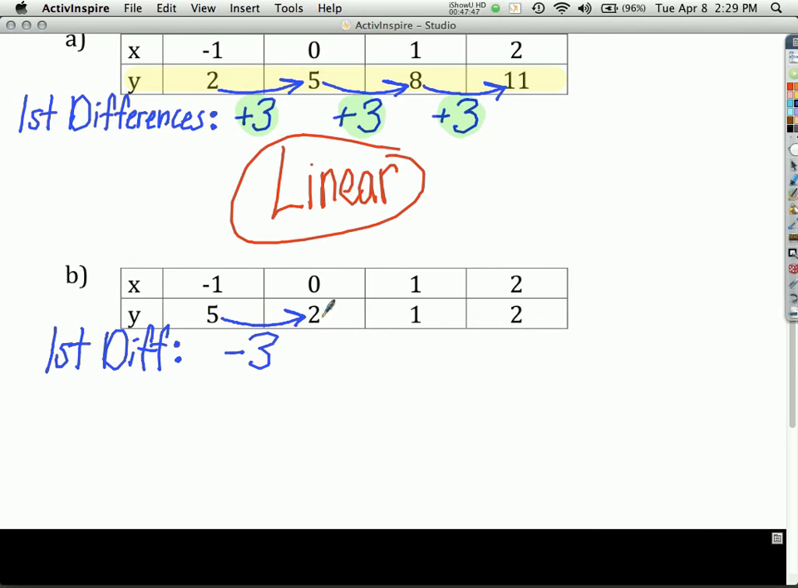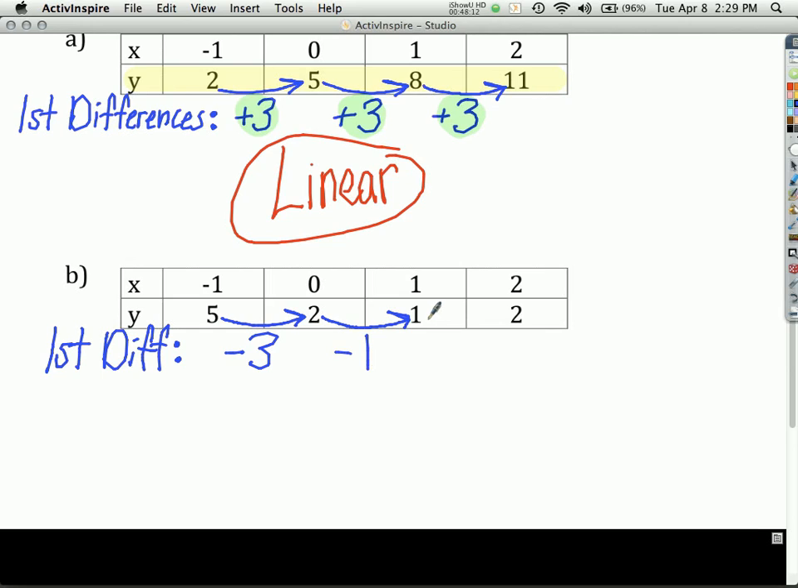Now, we're at the 2. Go from the 2 to the 1. What do we have to do to get from 2 to 1? Dalton? Subtract 1. Very good. So something is already different because in the first example, we got the same number every time. Now this time we're not getting the same number.